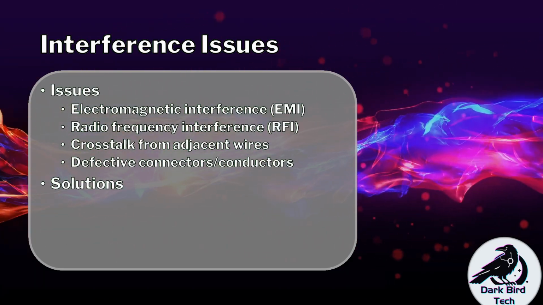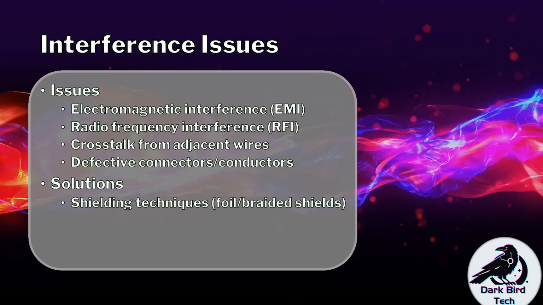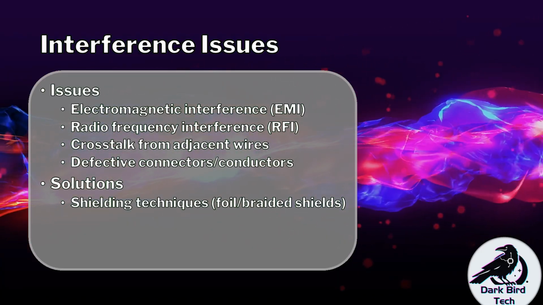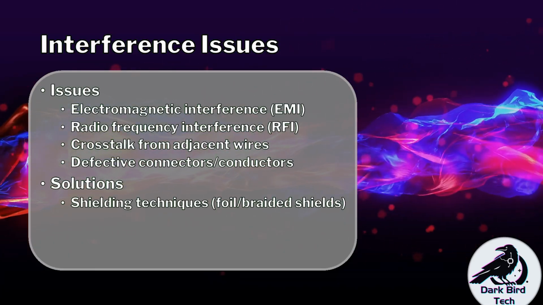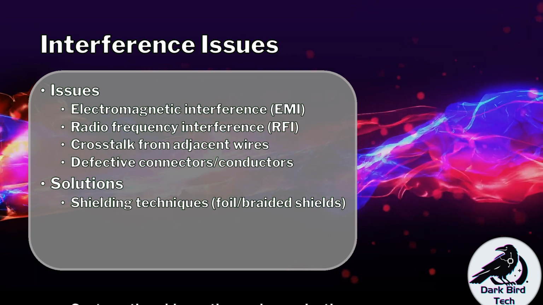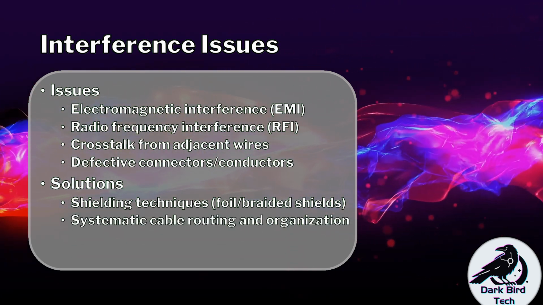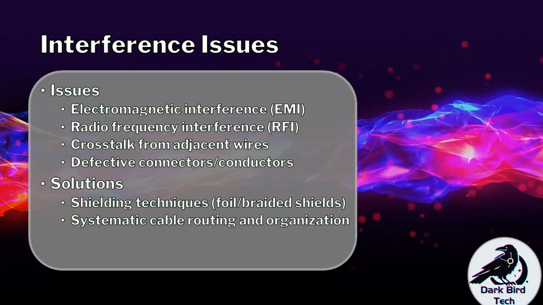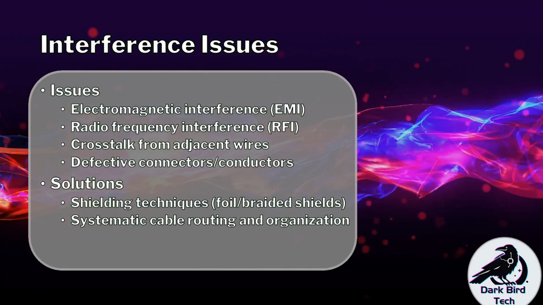So the solutions we have for this are: use shielded network cables where you can, whether it be foiled or braided, it doesn't matter. Just please also make sure that you do use the shielded RJ45 connectors. Otherwise, the shielding in the cable is only going to be, at best, 50% effective. Also, try and do systematic cable routing and organization so that you know your network cables are kept at least 30 centimeters or 12 inches, depending on which measurement you prefer, away from a source of interference.